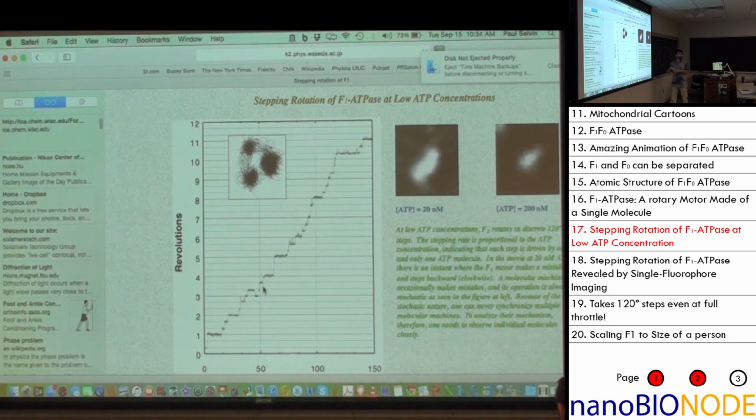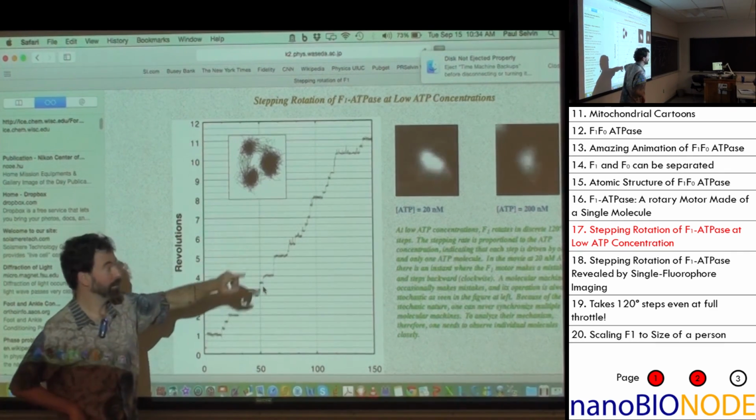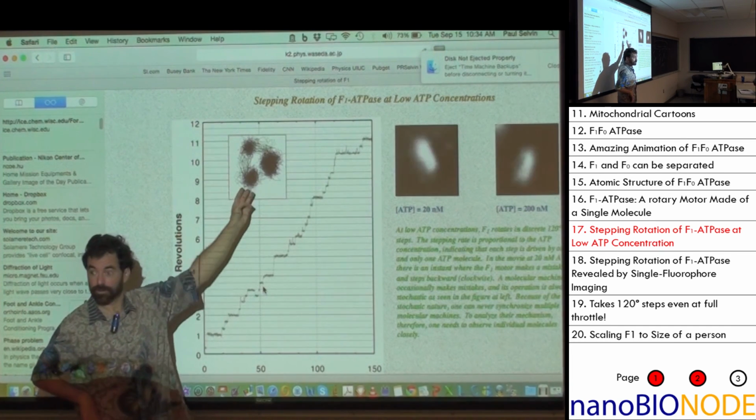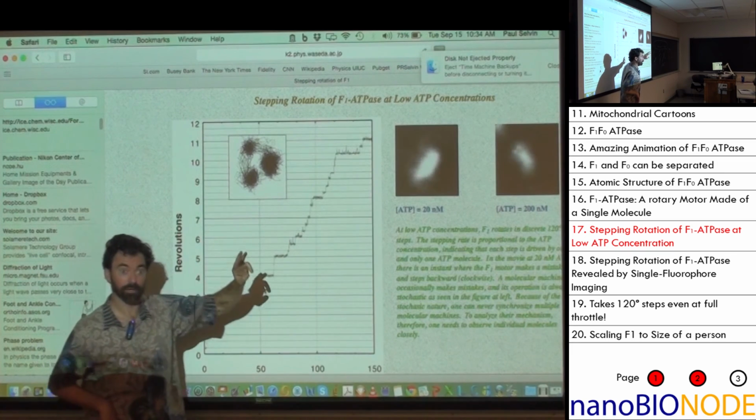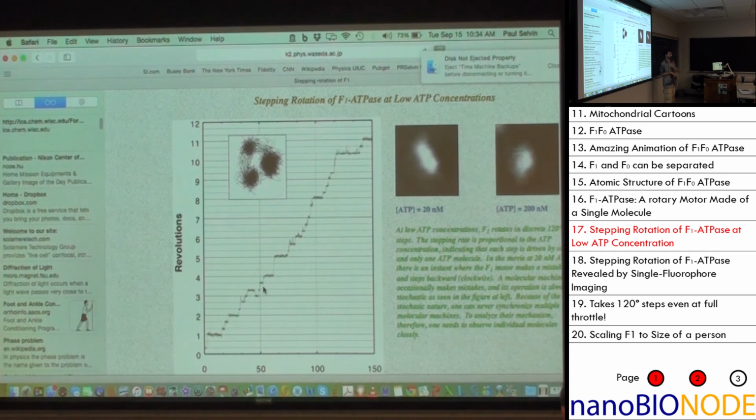What he did is he slowed down the amount of ATP, or he added in very little of it, so you could see whether it walked or rotated like this, and then like this, and like this. And he actually found that there are, like this. So this is confirmation that there are exactly 3 steps corresponding to this. And you can see it.